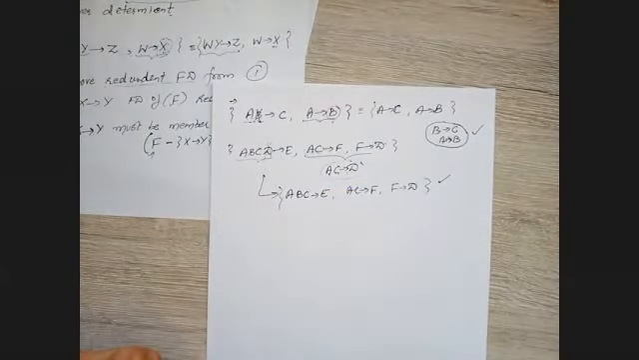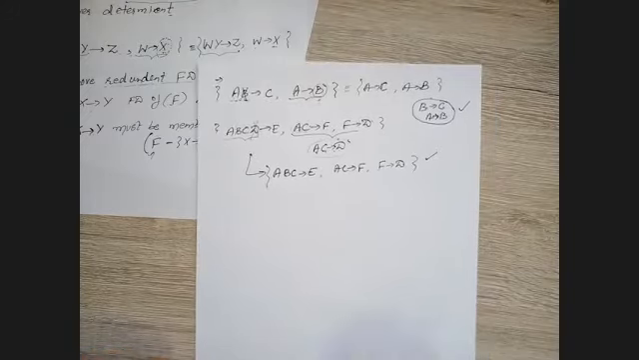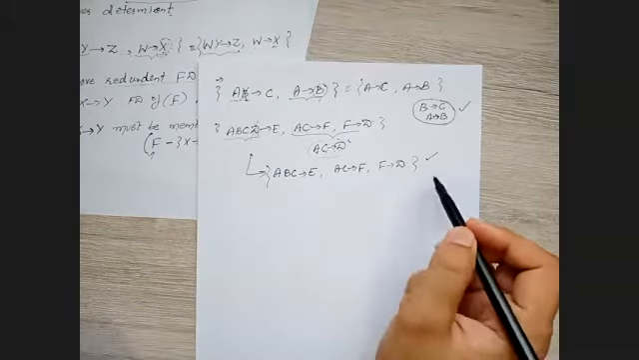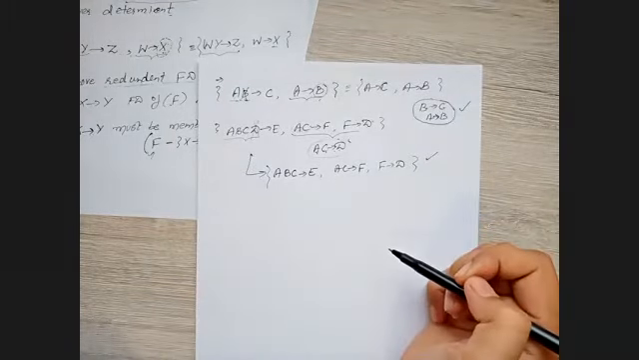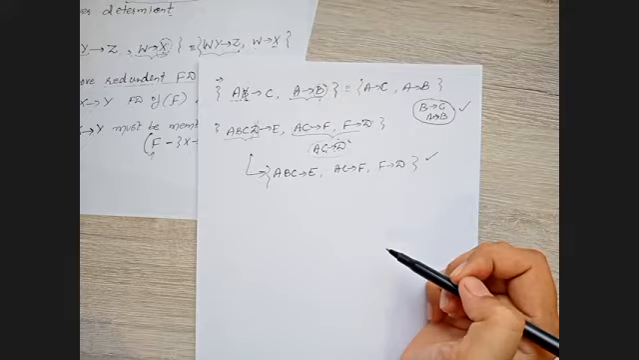Sir, will there be a problem if we write ABC gives E and AC gives D instead of AC gives F? Yes, I will tell you, there will be a problem. So for this question, this is one logical solution for eliminating the redundancies.